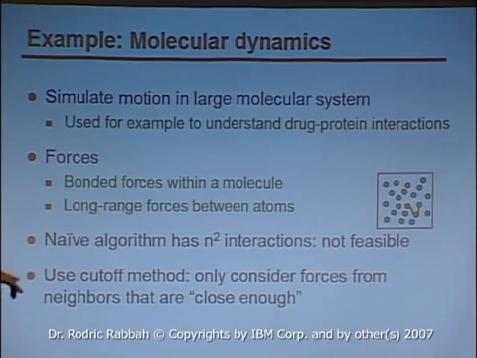So in the naive algorithm, you have n-squared interactions, right? You have to calculate all the forces on one molecule from all others.